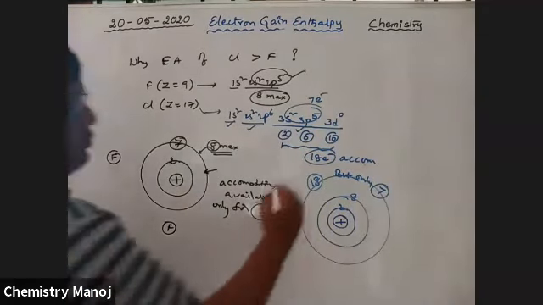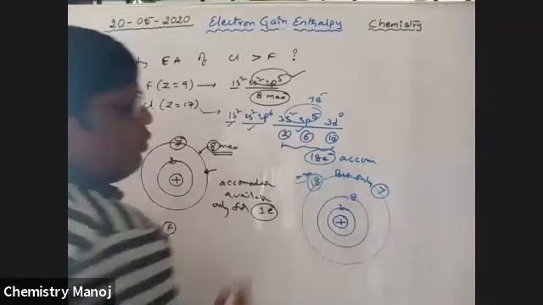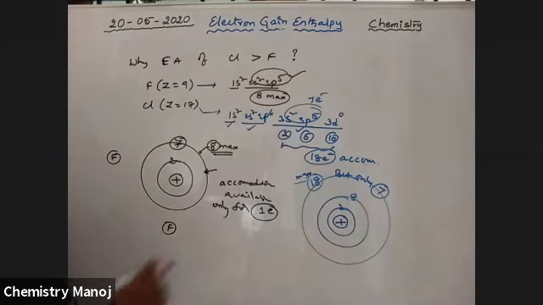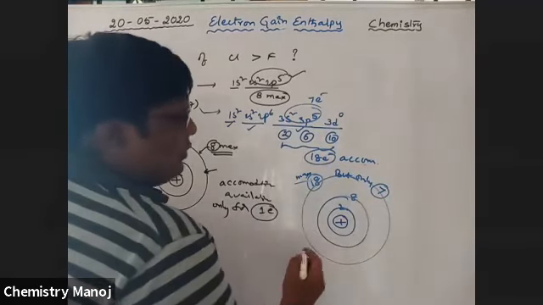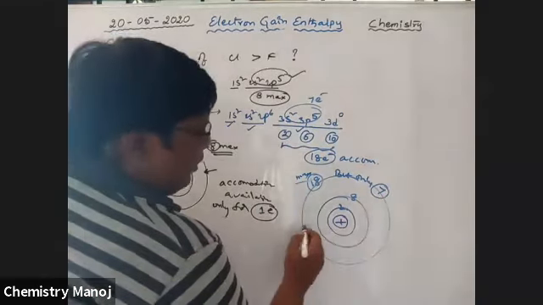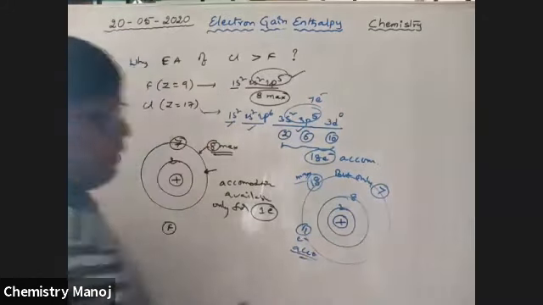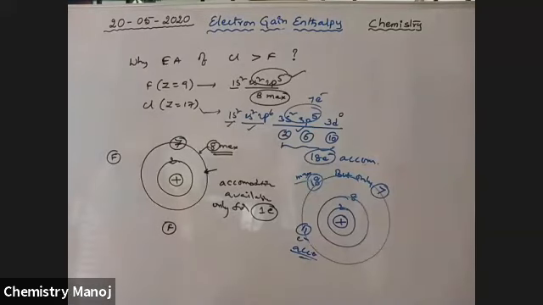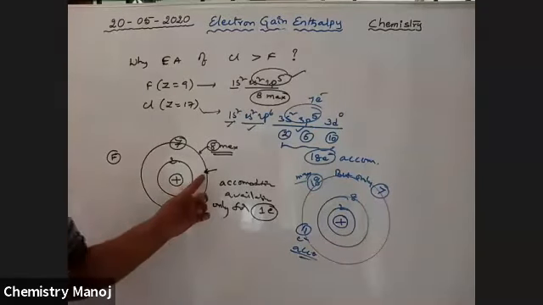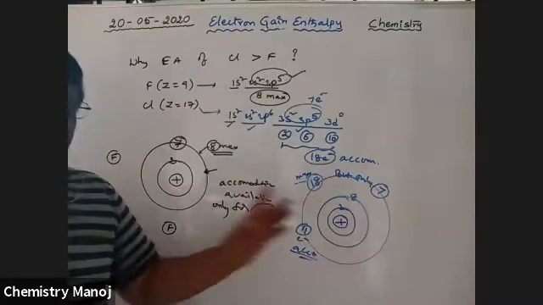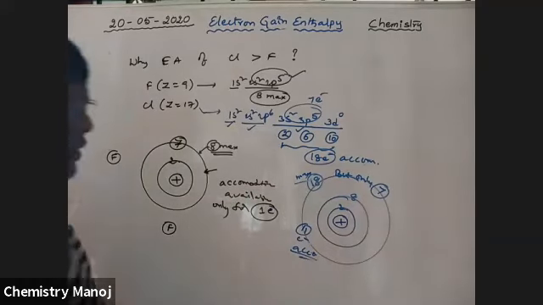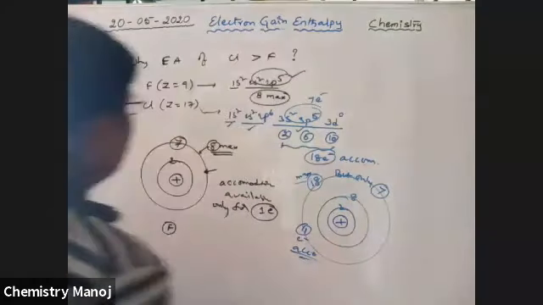Maximum 18, it is maximum. Only 7 electrons are there. That means nearly 11 electrons accommodation is possible. So here only 1 electron accommodation is available, and here 11 electrons accommodation. Now I am going to add 1 electron for both these cases.